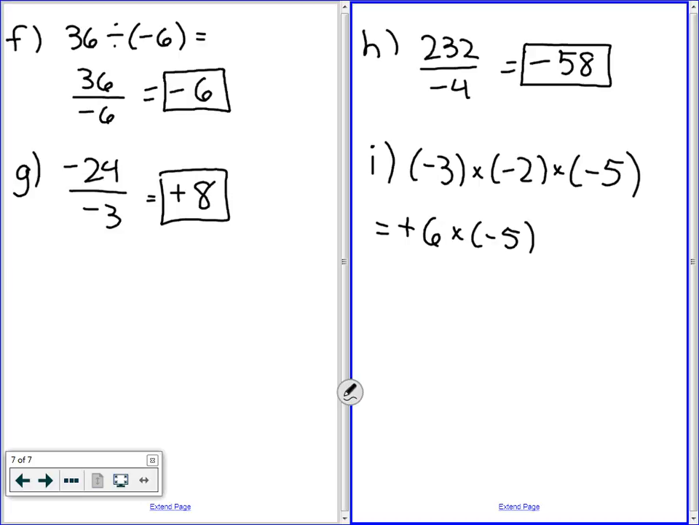Kyla, you're up. A positive times a negative is what? Negative. Very good, right? It's not changing. So positive can stay the same as this. 6 times 5 is? Perfect. Wonderful.